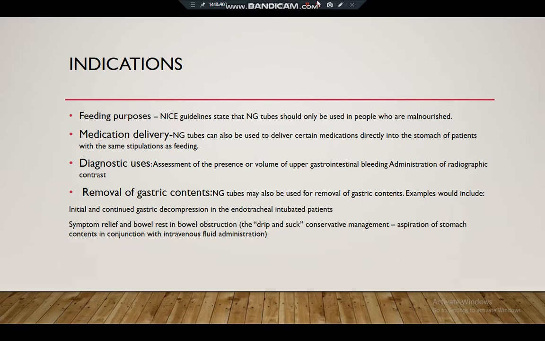And finally, removal of gastric contents. It can be for diagnostic purposes, for gastric sampling, or we may even give gastric lavage in case of ingestion of toxins.